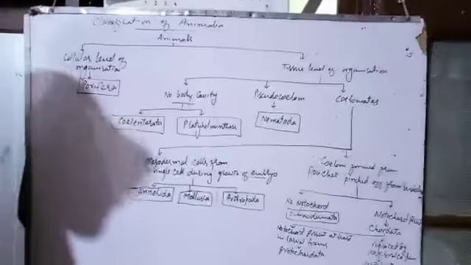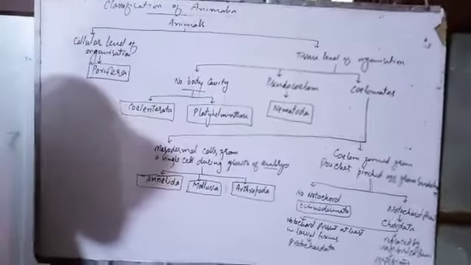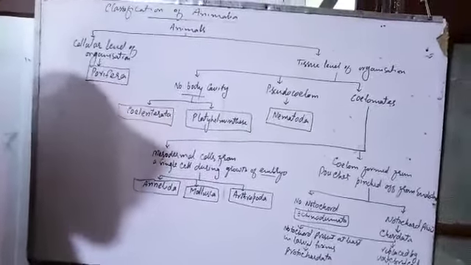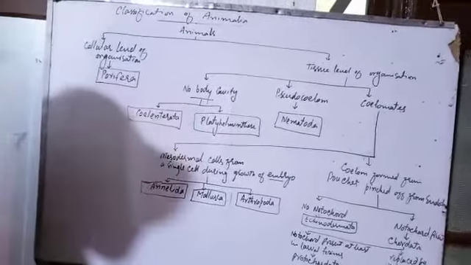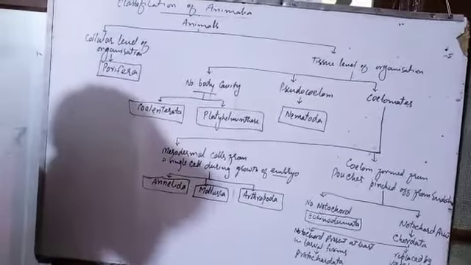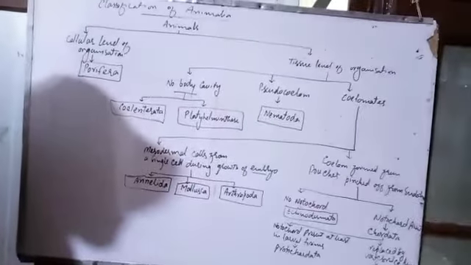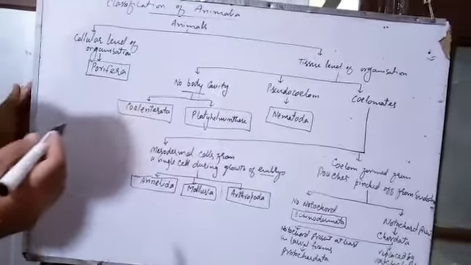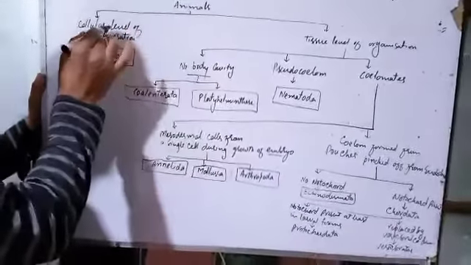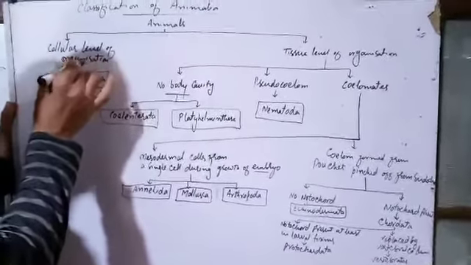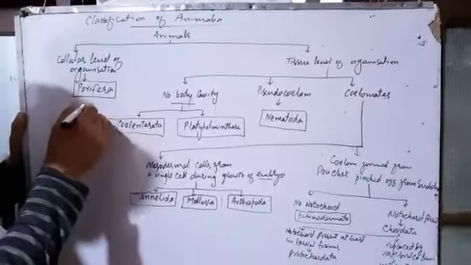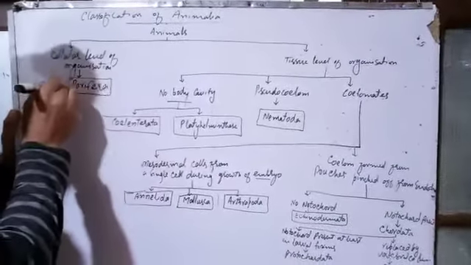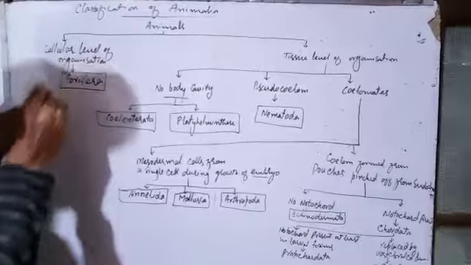Hello, dear students. We are discussing classification of animals. We have discussed some steps in this. I'll repeat some steps which we have already discussed. Animals are first classified into two groups, having cellular level of organization, that means having only cells, in which Porifera is phylum number one.